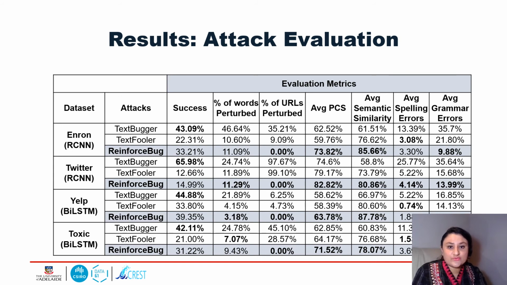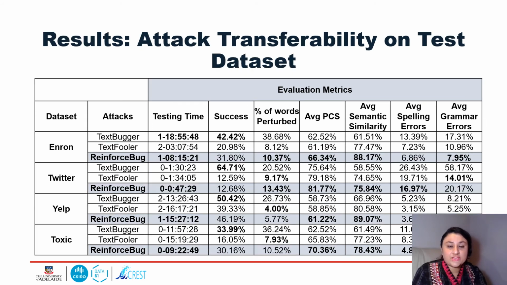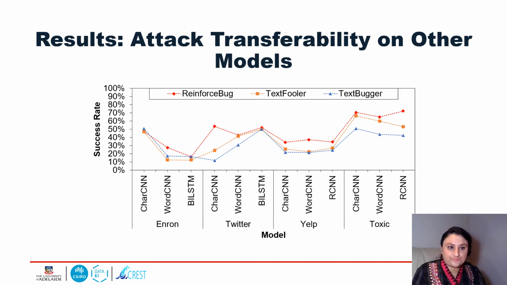The result of our attack evaluation is shown in this slide. As you can see, we evaluated our attack on these evaluation metrics, and in most of the cases, our attack outperformed TextBugger and TextFooler. We also studied the attack transferability on the test dataset, and we evaluated based on the testing time, success, perturbation rate, lexical errors and confidence score. It can be seen that for most of the metrics, our attack performed better than the state-of-the-art attacks TextBugger and TextFooler.